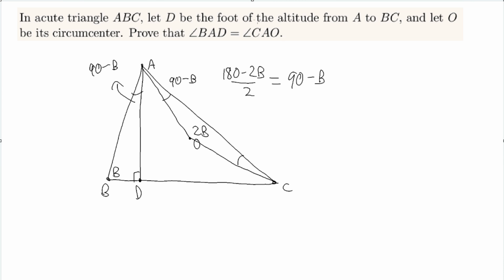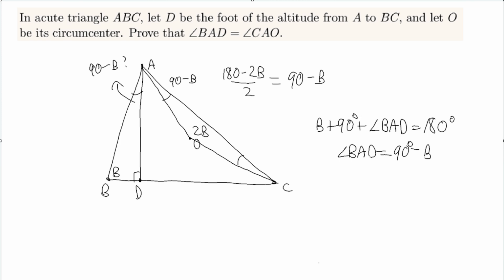But then the only piece of information that we haven't used yet is that D is the foot of the altitude. So that means that this angle here is 90 degrees. And now we can look at the triangle ABD, because that's how we incorporate D when we have a right angle here. So if we use the sum of angles, we get B plus 90 plus angle BAD, which we want to prove, is equal to 180 degrees. And when we solve for BAD, we get BAD is equal to 90 minus B. And this is conveniently equal to CAO, and this solves our example.